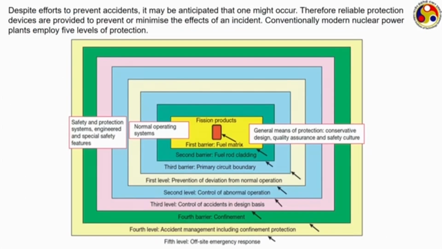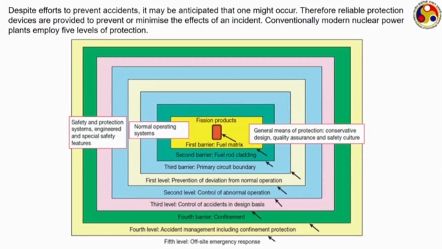Now, despite making all these efforts, it is very much possible that still some fission products may come out of the reactor, or because of some other reasons there may be accidents. And from whatever experience we have about nuclear reactors, we are now in a position to anticipate the types of accidents which may happen in certain power stations, and making use of that knowledge, reliable protection devices are provided to prevent or minimize the effect of any such incident. And conventionally, a modern nuclear power plant employs, along with those 4 barriers that we have discussed, 5 layers of protection.